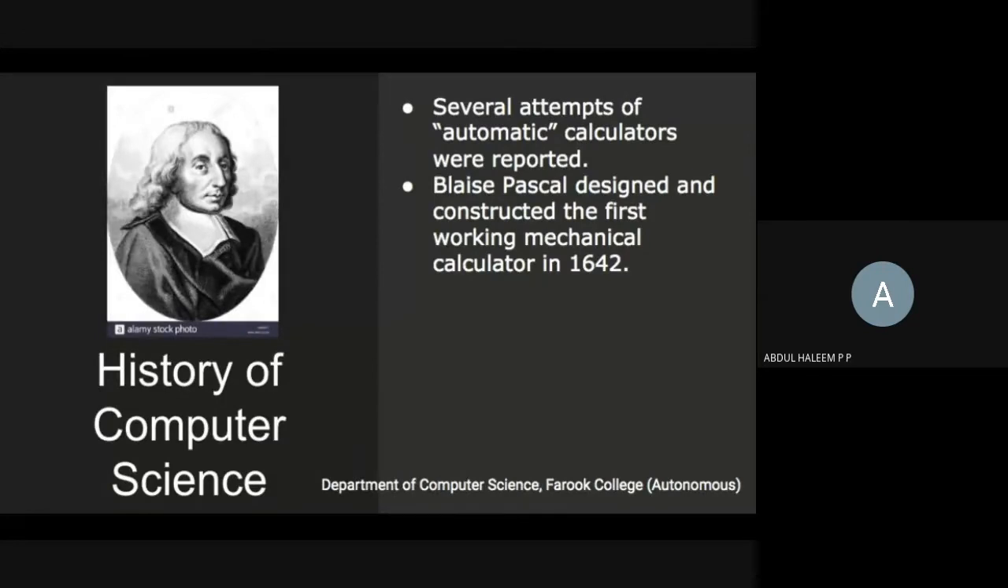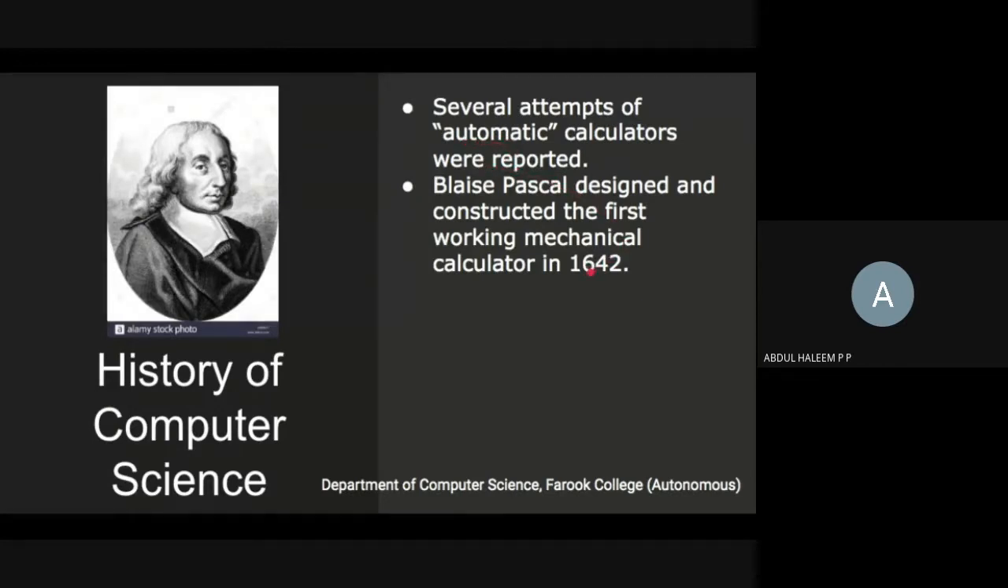Now, coming back to the fundamental problem of computing, calculating: fingers, pebbles, abacus. Then the attempt was to produce automatic calculators. And we will list only a few noted milestones in these slides. There are several inventions and several visionaries that we will miss during this slide because an entire semester will not be enough to present all of them. Several automatic calculators were reported.